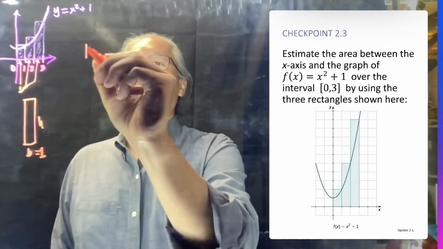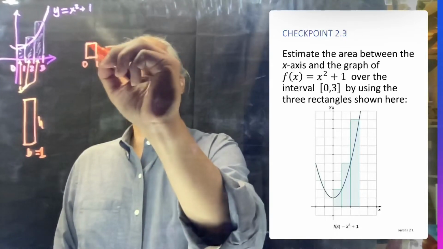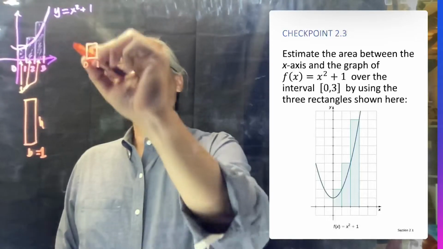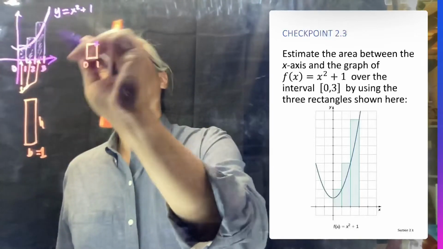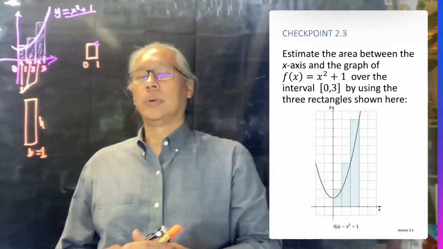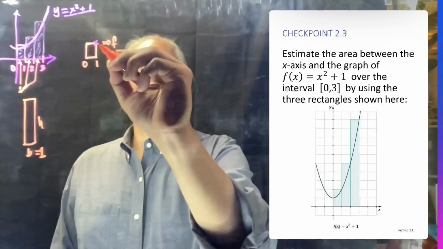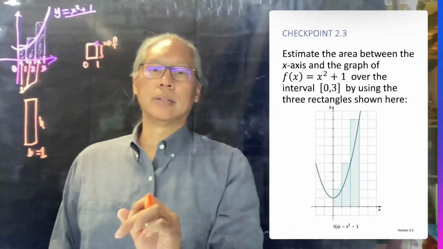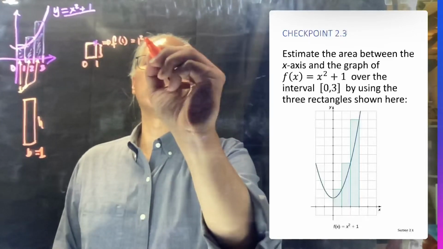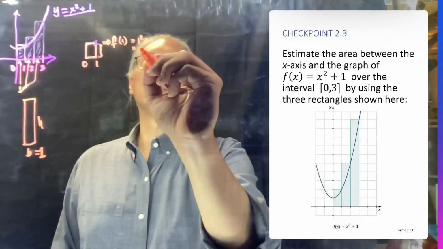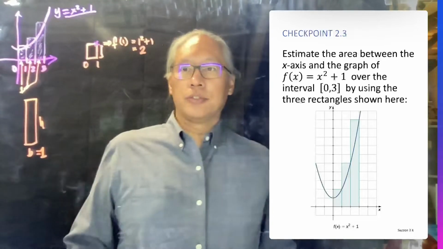For the first one, if we look at it over here, this is the interval 0 to 1. When this hits the graph, x is equal to 1. So the height of the rectangle will be f of 1. Let's put 1 in there. This is going to be 1 squared plus 1, which gives us 2. So the height for that first one is 2, which means the area for the first one is 2.